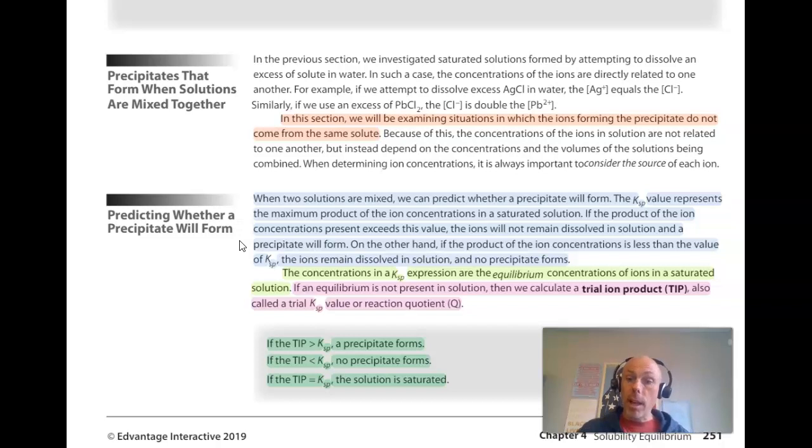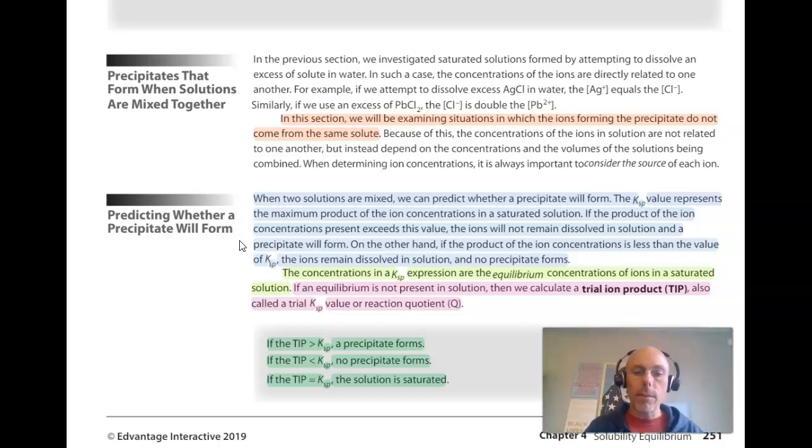The Ksp value, we should know from the last lecture, represents the maximum product of the ion concentrations in a saturated solution, raised, of course, to their coefficients. If the product of the ion concentrations present exceeds that value, if we find that the product of the ion concentrations is greater than Ksp, those ions will not remain dissolved, and the solution will result in a precipitate. A precipitate will form. It'll be past the saturation point.